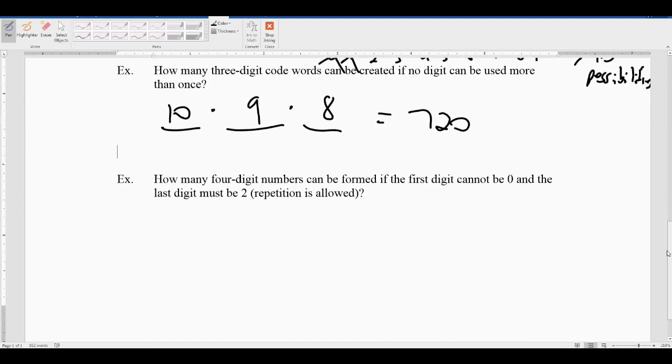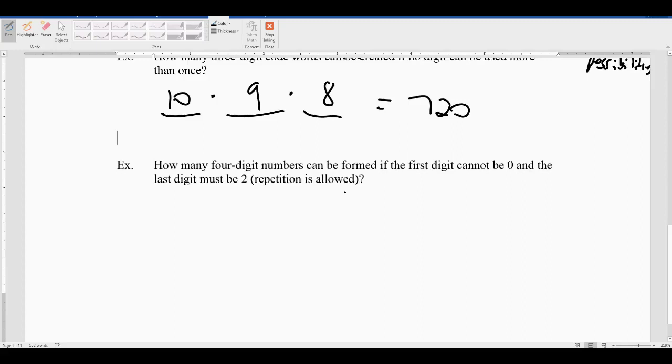Now here's a really good example. How many 4-digit numbers can be formed if the first digit cannot be 0 and the last digit must be 2? Repetition is allowed. So this time we'll draw 4 blanks, 4 entries. The first digit cannot be 0. So once again, if you were to list the possible single digits, if the first digit cannot be 0, that means you have 9 possibilities. And then the last digit must be 2. So how many ways can you have a 2?